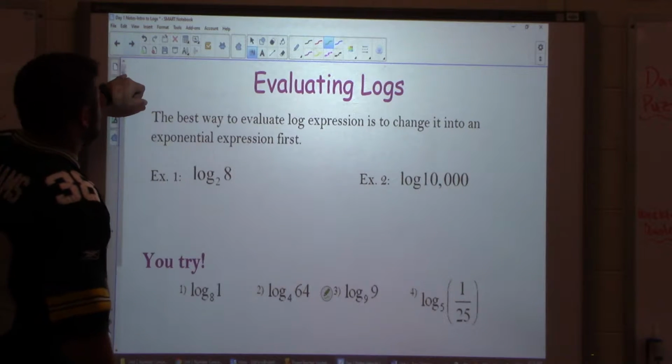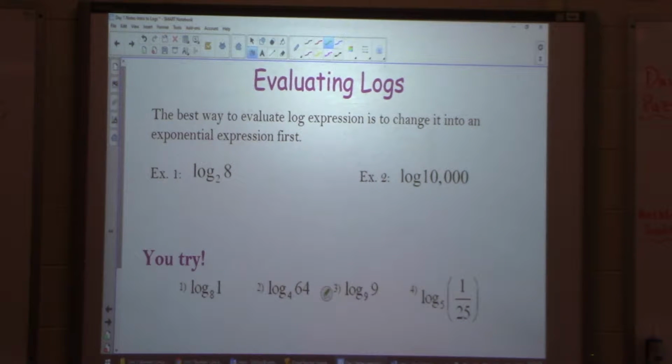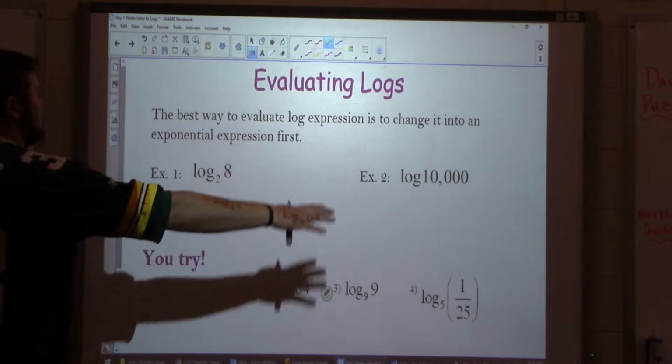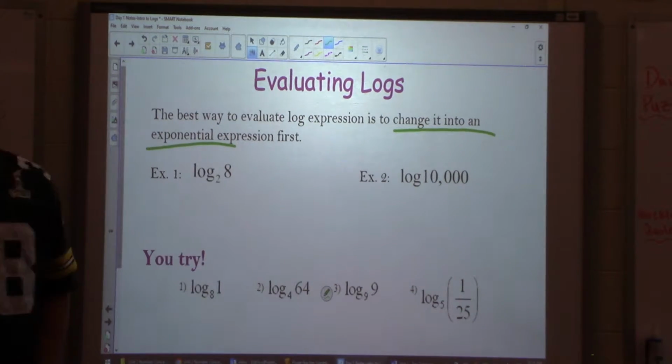Evaluating logarithms. So we're going to do this without our calculators. And then we're going to show you how to use your calculators, alright? So first things first, best way to evaluate a log expression, change it into an exponential.